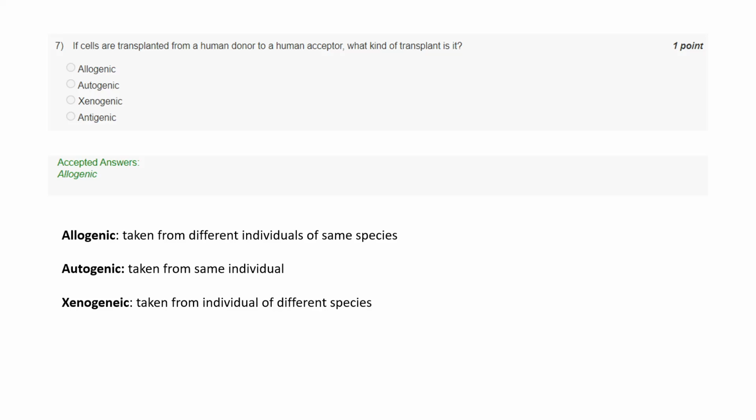Antigenic is something totally different from transplants. It comes in case of immune response. Any material or particle which is capable of generating an immune response in the body is known as an antigen. Are you guys getting this? Yes, ma'am. Okay, thank you. Shall I move on?